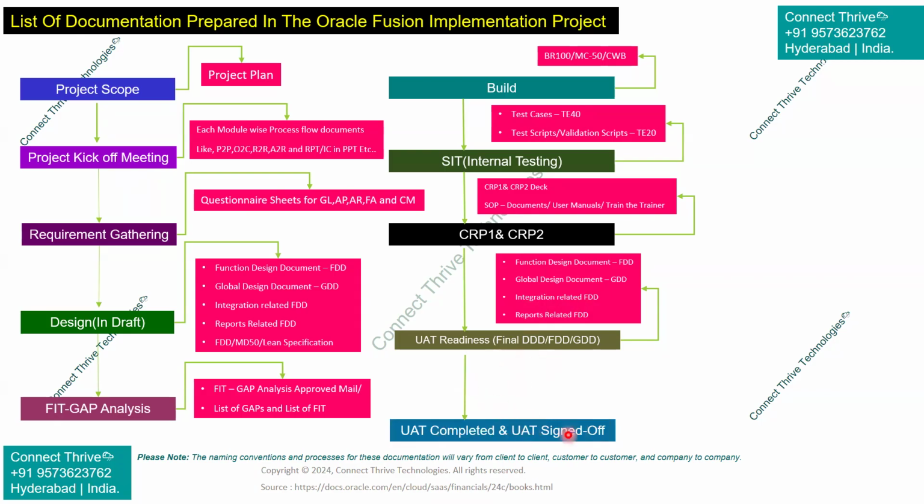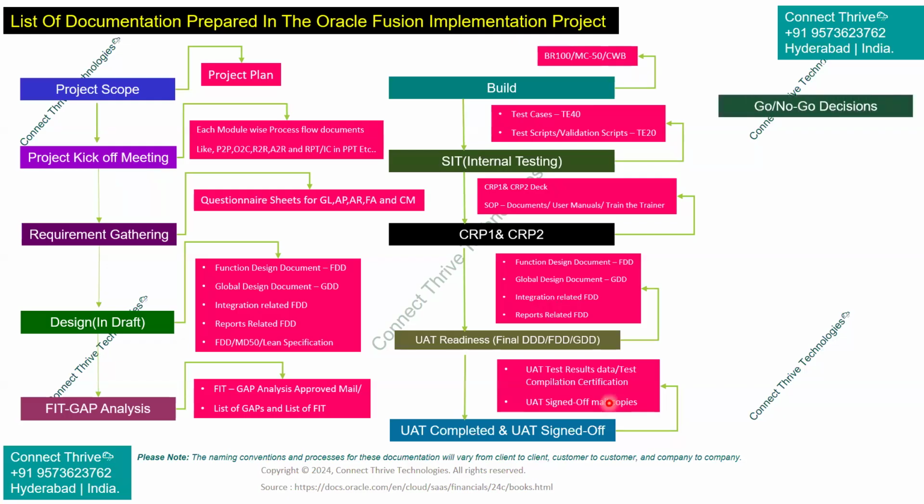So once UAT readiness is done, we will complete the UAT and we will get the UAT sign off. Here we have to prepare the test results data and test completion certification, and we have to get the UAT sign off mail copy from the business user. Then after that, we will conduct the go no go session. It's a go no go decision.